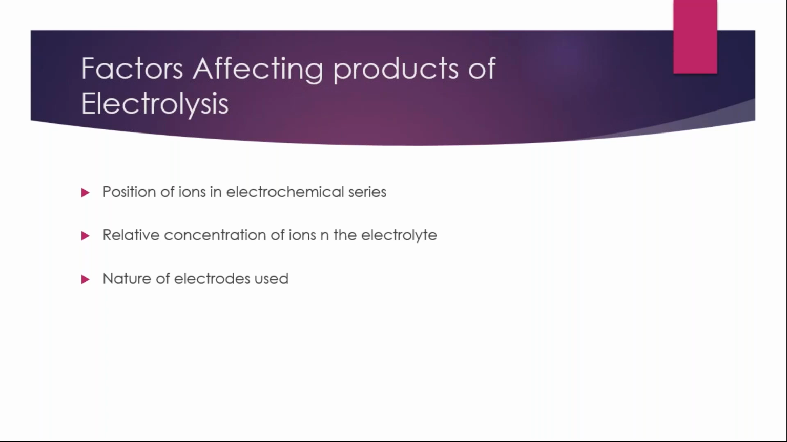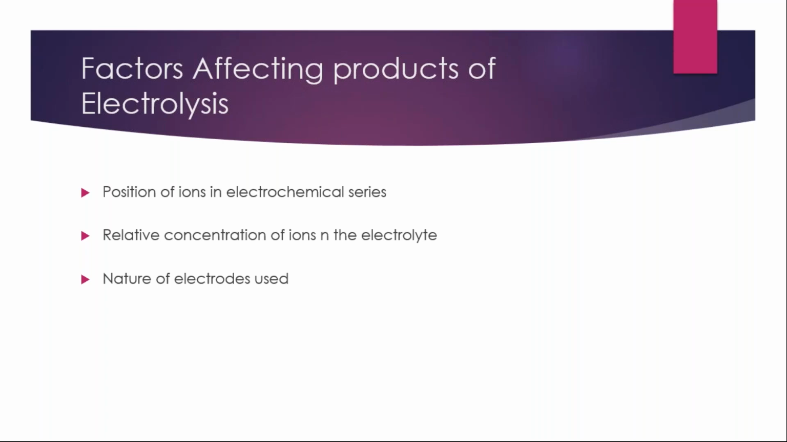So as such, it becomes a factor affecting products of electrolysis. On the other hand, some electrodes have strong affinity, or greater affinity, for some ions, either because they possess certain properties similar to the electrode that is being used, or they possess certain properties that are also similar to those of the ions in the electrolyte. Because of that, they get more attracted, and they affect the product of electrolysis.